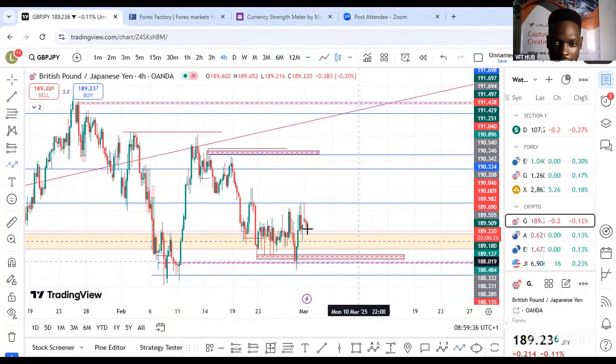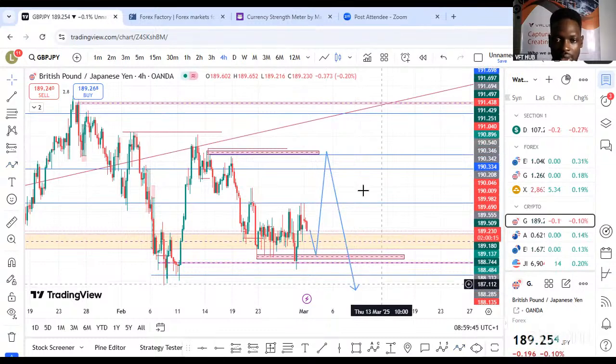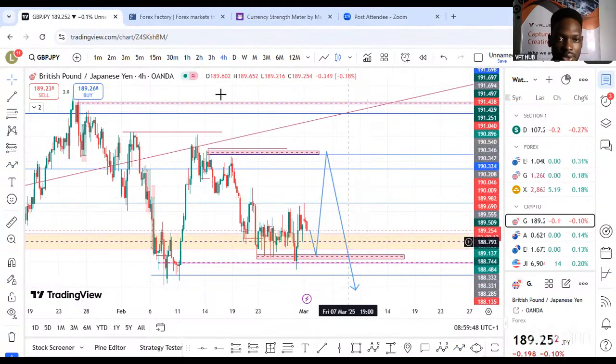meaning all we want to see for GBP/JPY is this price coming here, and when price gets here, we want to long all the way here, then it becomes a very clear short to the downside. Does that make sense now? So that is for GBP/JPY.